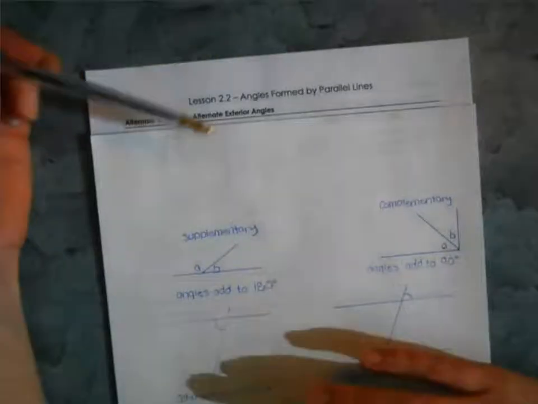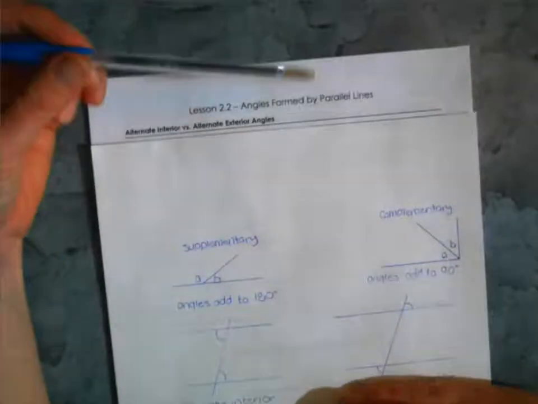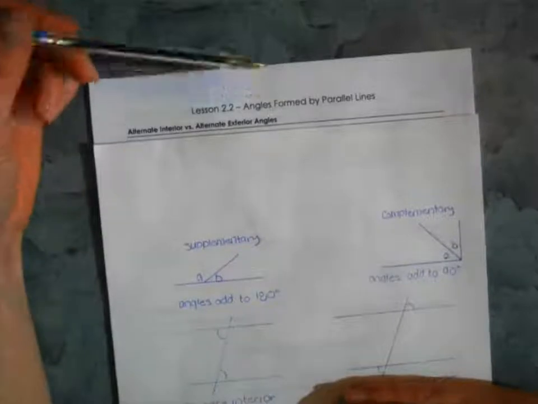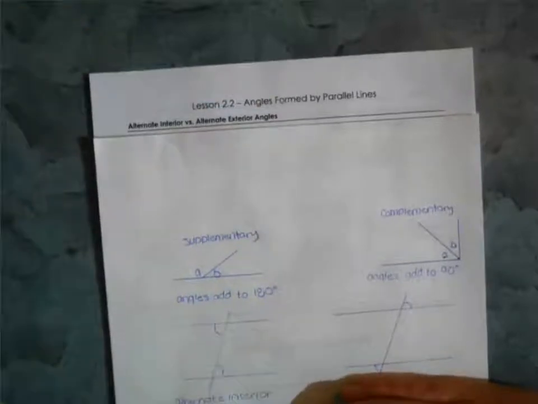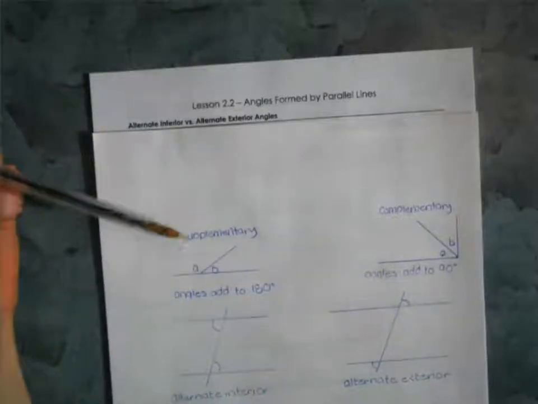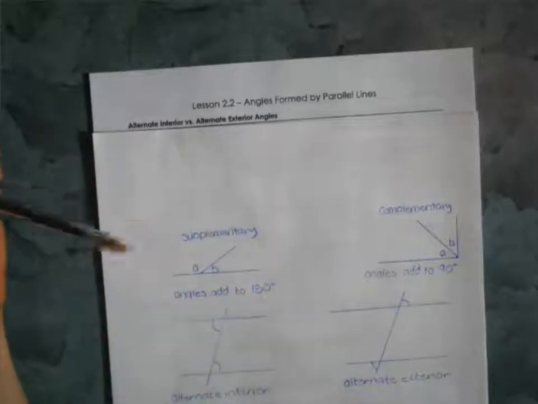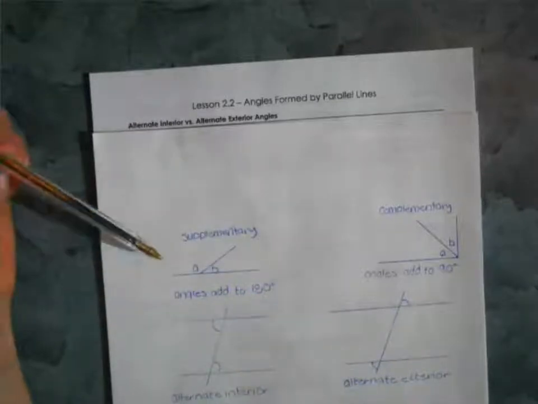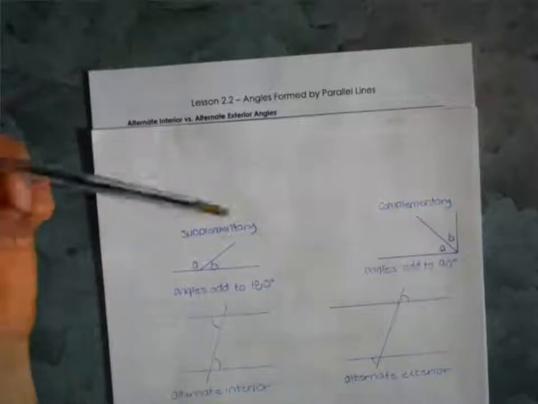Alright guys, so today we are looking at angles formed by parallel lines, a continuation of what we started in lesson 2.1. Last time I mentioned that you might want to keep a vocab page together so you can keep track of all the justifications for the different types of relationships we see between angles. And so I've made a very rough one.